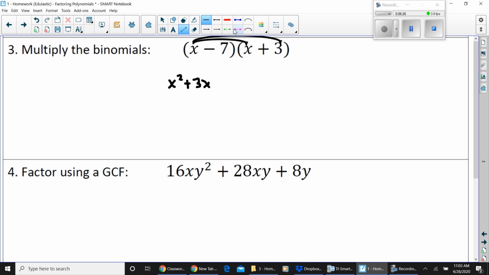The next is, first off, the distributive property is all finished for the x. Now you have to move over to the negative 7. So negative 7 times x is negative 7x. And the last is negative 7 times 3 is negative 21.